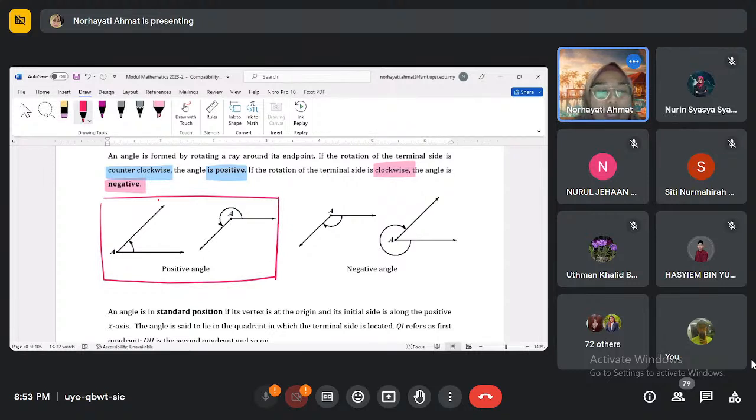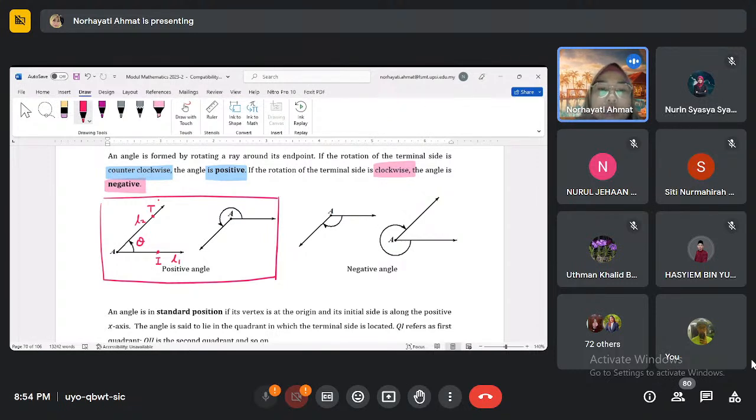Okay, kita nampak, ini adalah ray L1. This is ray L2. And from the initial point, it moves to the terminal point. Let's say we have a point here, the terminal point. So it moves from L1 to L2, following the anti-clockwise direction. So the theta, or angle formed from this movement, this rotation, is a positive angle.